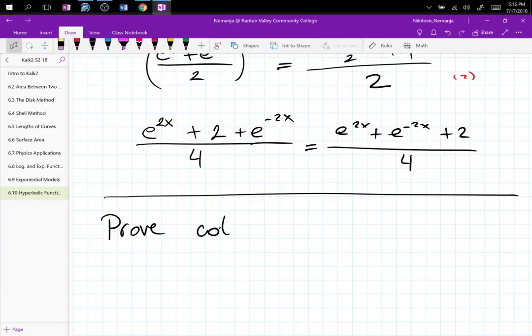Prove that the cotangent hyperbolic squared of x minus 1 is equal to the cosecant hyperbolic squared x. Try this one on your own for about 25 seconds. That's what you get.